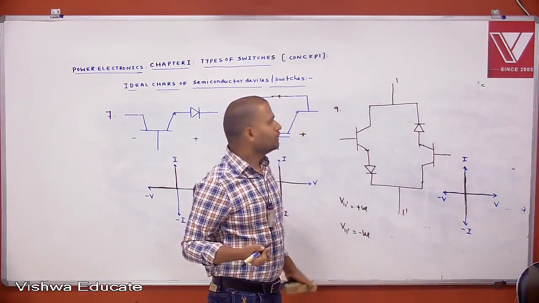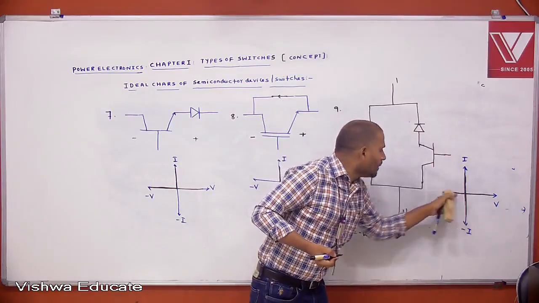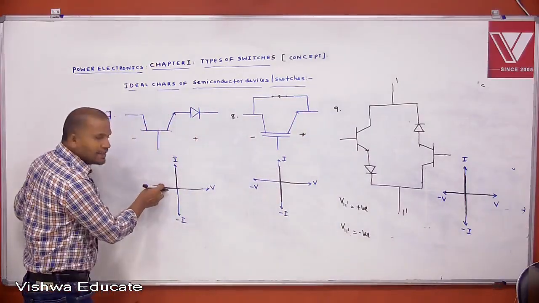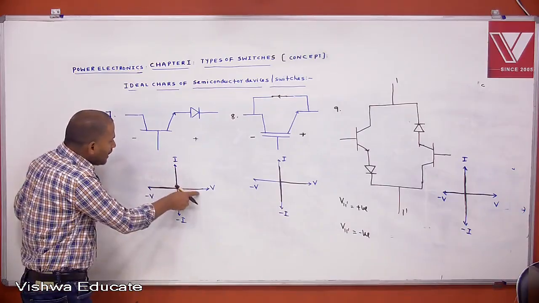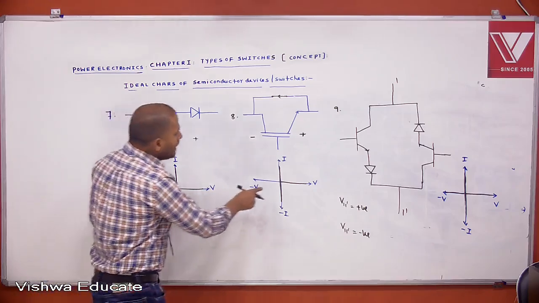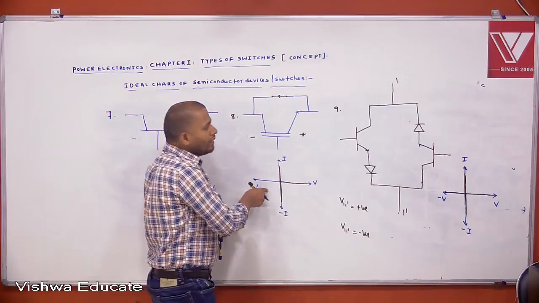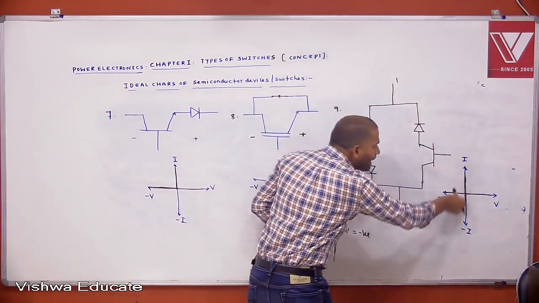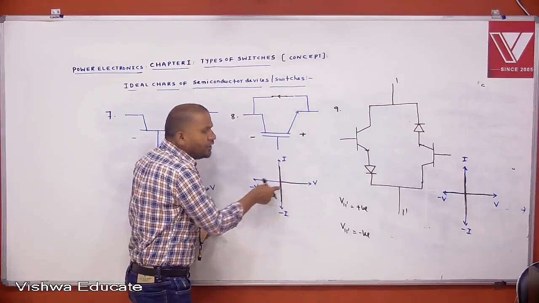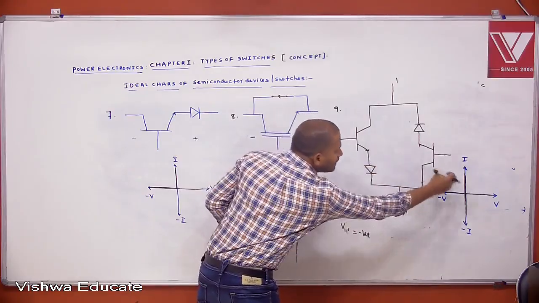You can prove that it blocks negative voltage and it blocks forward voltage also. That's why it is an example of bidirectional bipolarity device. But this one is an example of unidirectional bipolarity device. Then this is an example of bidirectional bipolarity device. But this is an example of bidirectional unipolarity. We can analyze this, then we can get these characteristics.